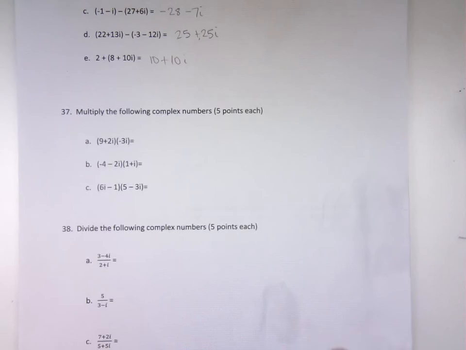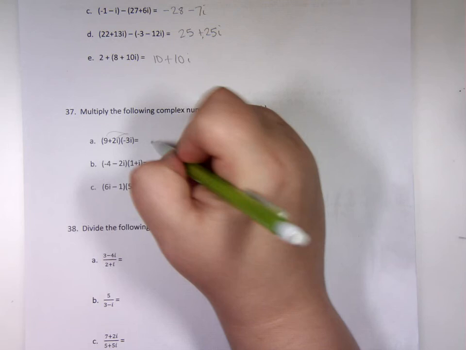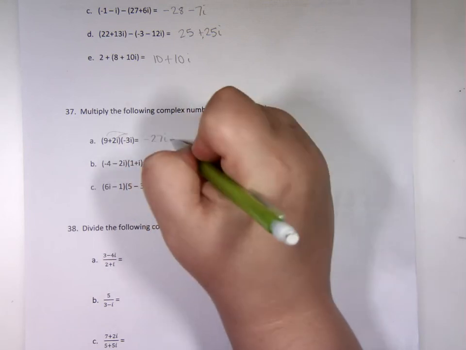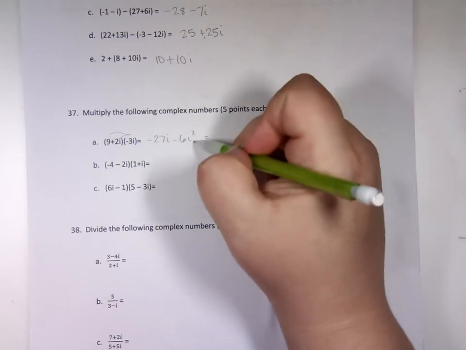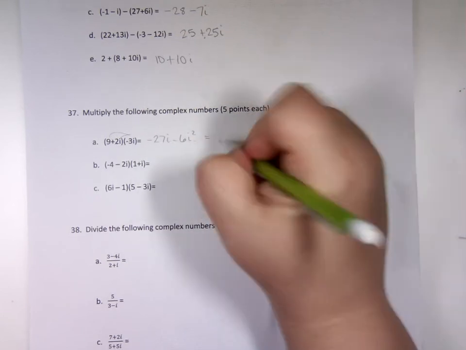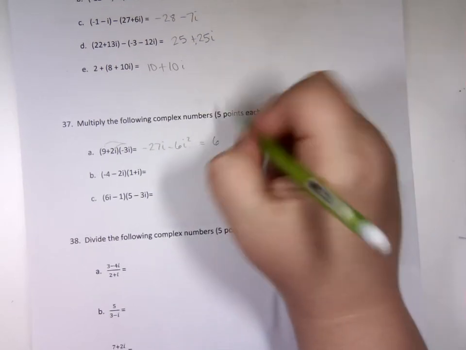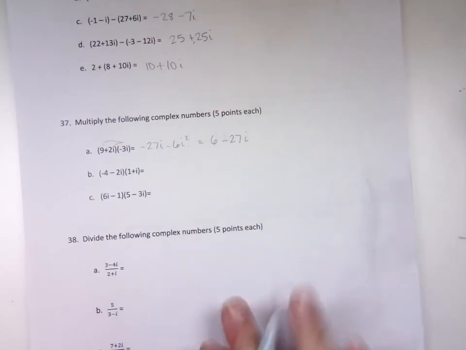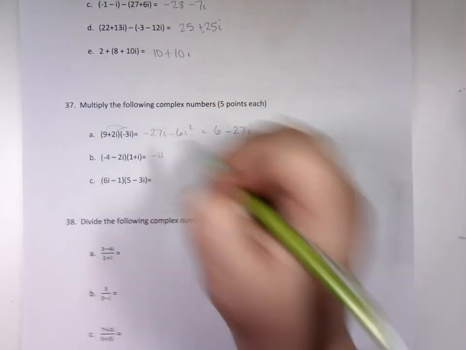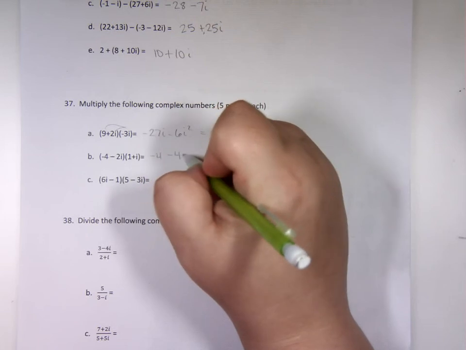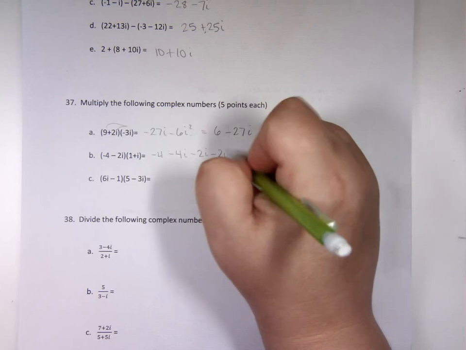Okay, multiply the following complex numbers. So we've got to distribute: -27i minus 6i squared. So that's i squared is -1. -1 times -6 is a +6, so it's going to be 6 minus 27i. Letter B, we've got -4 minus 4i minus 2i minus 2i squared.